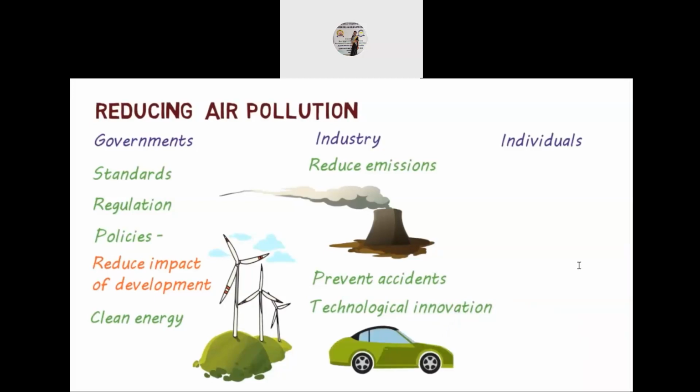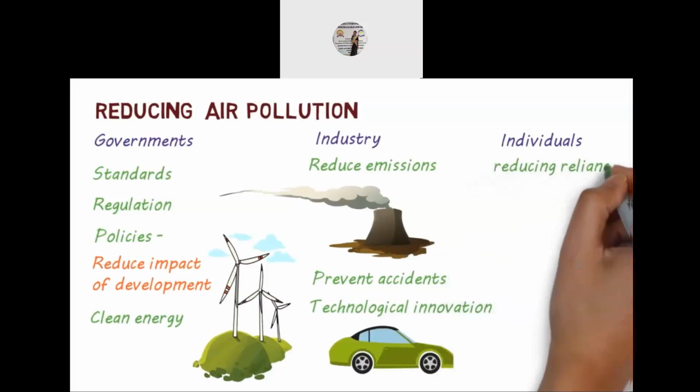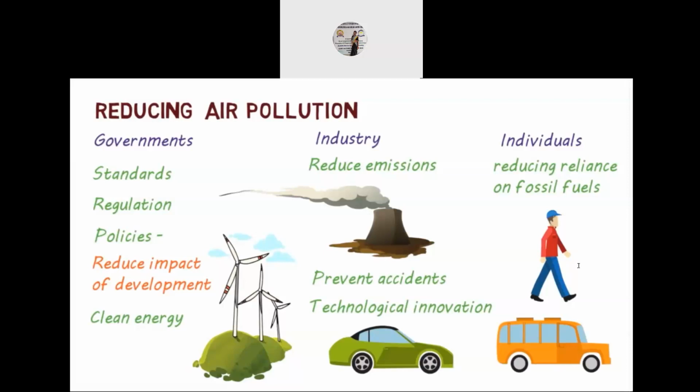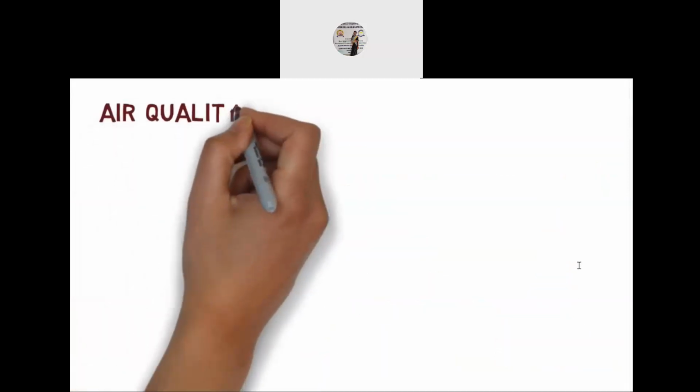At an individual level, reducing the reliance on fossil fuels can be achieved with actions like walking, using public transport, or choosing energy-efficient means of living and transportation. Let's have a look now at how air quality is monitored.